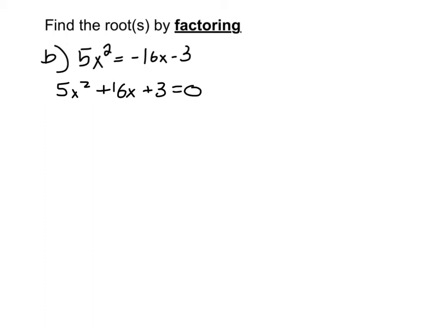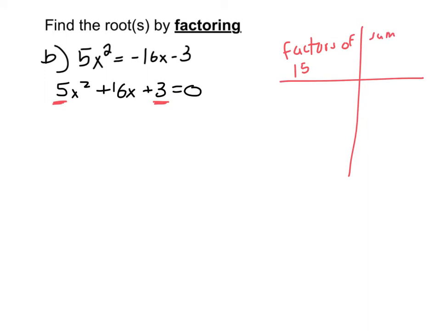All right. So now I'm going to do the same thing where I make my table, and I'm going to do that over here to the right. I'm going to say factors of basically this a term times the c term. So that's factors of 15. And then the sum of the factors, and the goal is to find when it is 16. So the goal is 16. So factors of 15, there's 1 and 15. There's 3 and 5. There's also negative 1 and negative 15, negative 3 and negative 5.